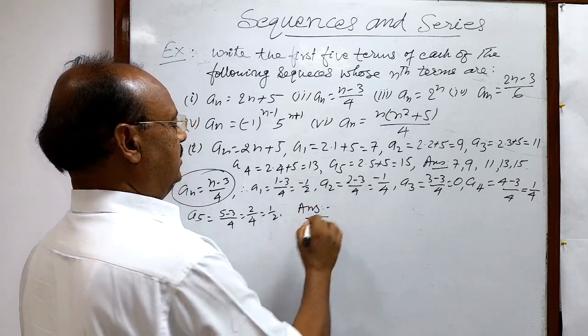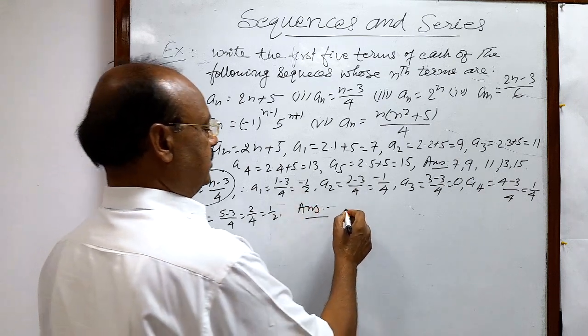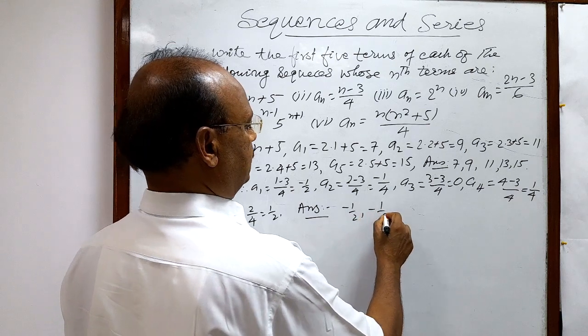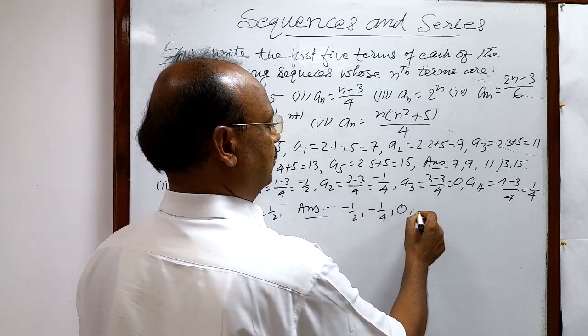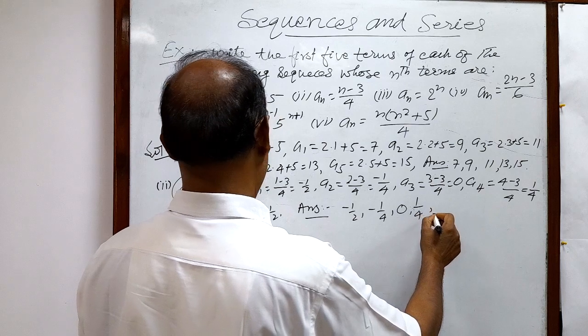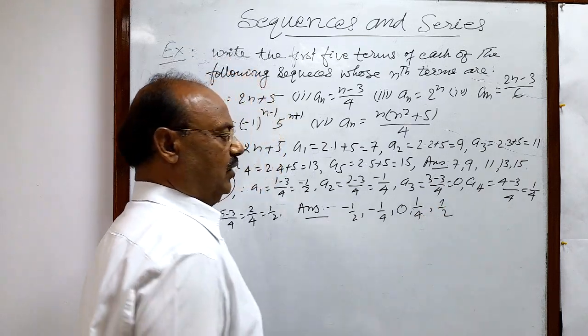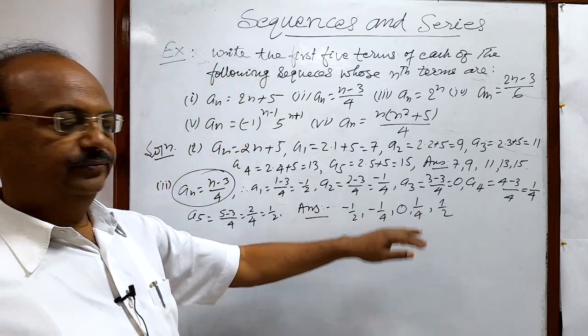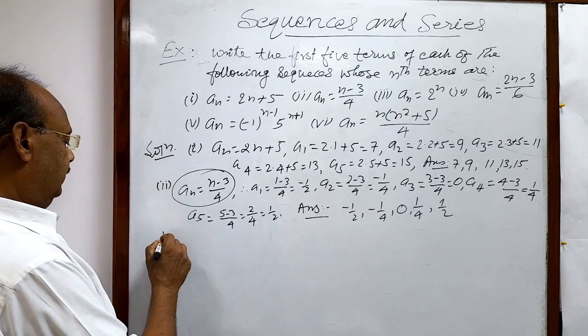Okay, so what will be the answer here? The required sequence is here. The first term is minus half, the second term is minus 1 by 4, the third term is 0, the fourth term is 1 by 4, the fifth term is 1 by 2. Correct? Very simple. Now let us see the third question.